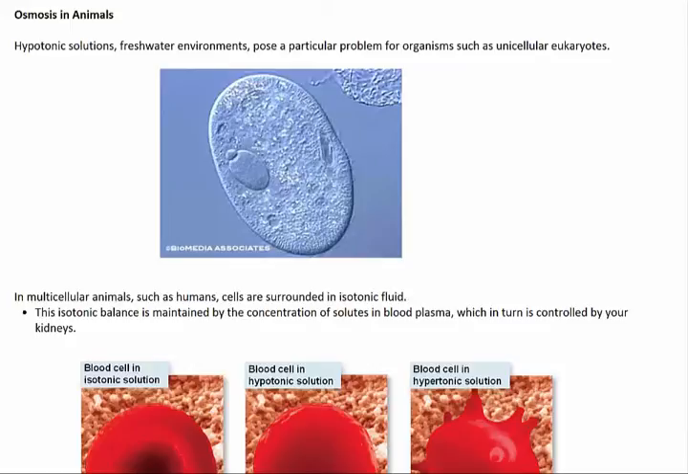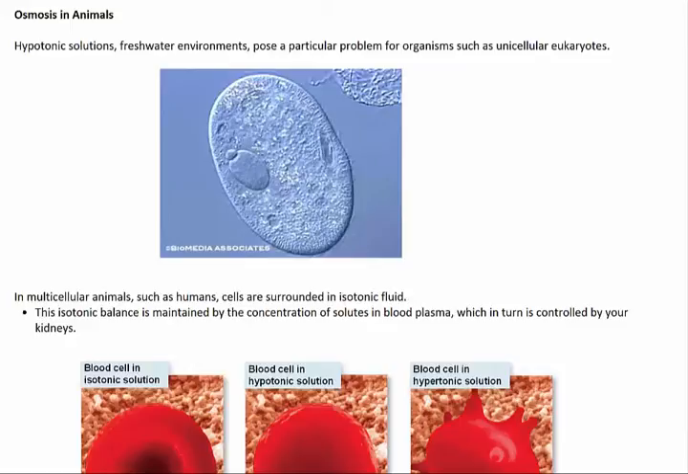Hypotonic solutions, like fresh water, pose a particular problem for organisms such as unicellular eukaryotes. And this is because their cells are only surrounded by a cell membrane. Remember that in a hypotonic solution, water molecules diffuse through the membrane into cells. This can cause cells to swell and even burst, killing the organism.